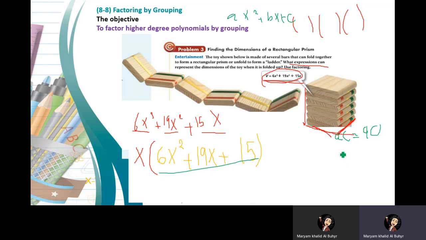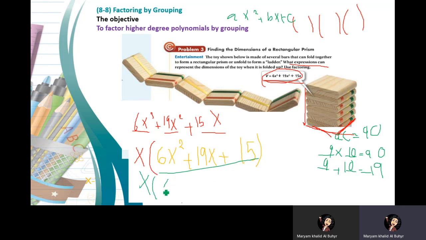Now you can easily think about two numbers. Once you multiply them, you will get positive 90. Once you add them, you will get 19. You can directly think about 10 and 9. Once you multiply them, you will get 90, and once you add them, you will get the number that's in the middle.